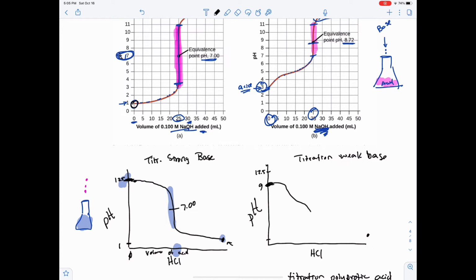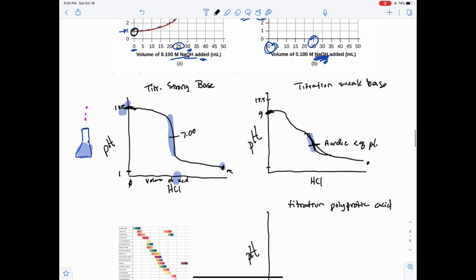It's always hard to kind of draw on these. And then you have your section that's a little bit more vertical. I should have made that a little bit stronger. It's a little bit more like that probably. And then you've got your short little equivalence area. And then this makes sense that this falls around, I don't know, something acidic.